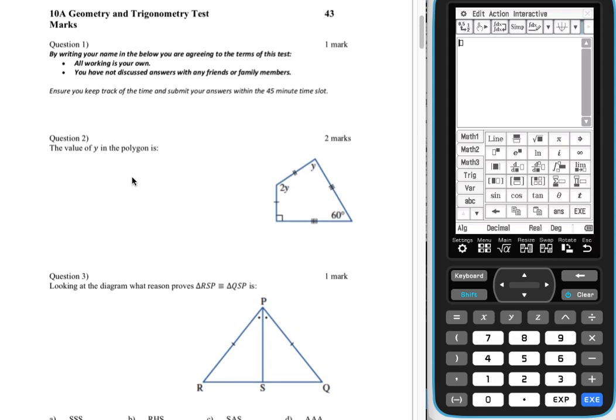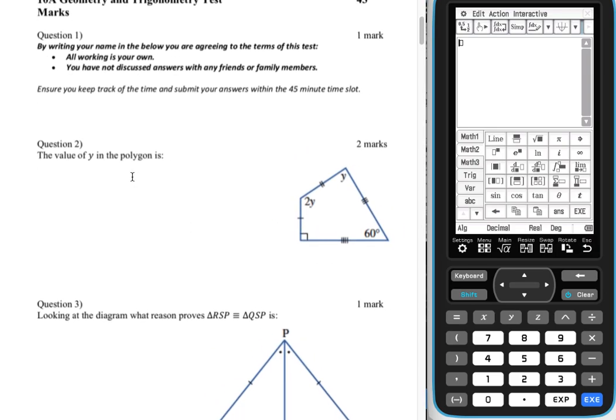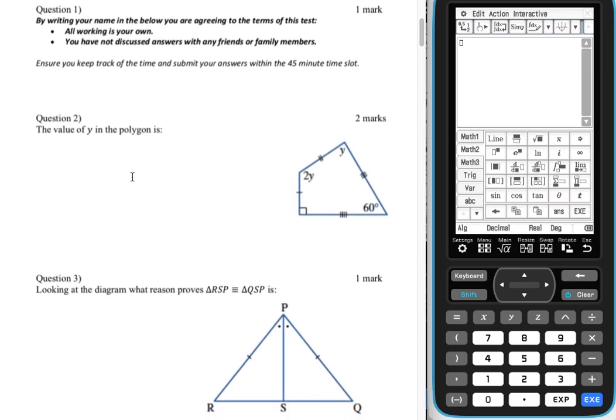So let's go on to question 2, and it may have appeared slightly different in your paper, as the questions were shuffled. Let me zoom in a little bit there.